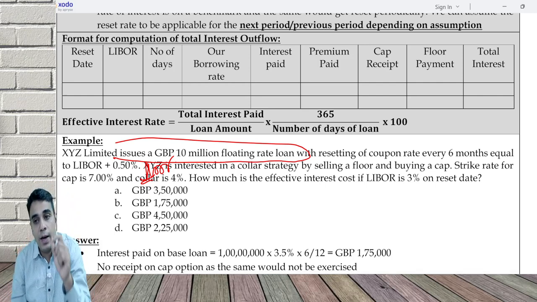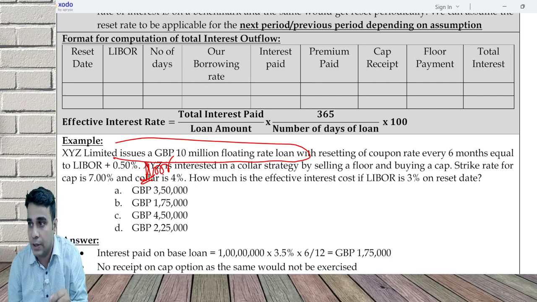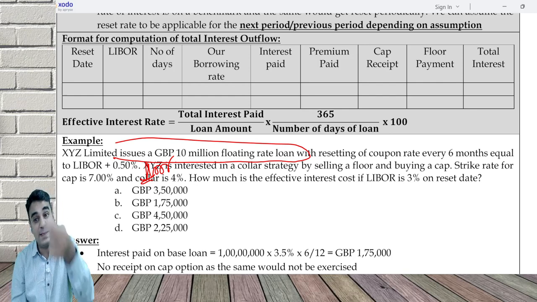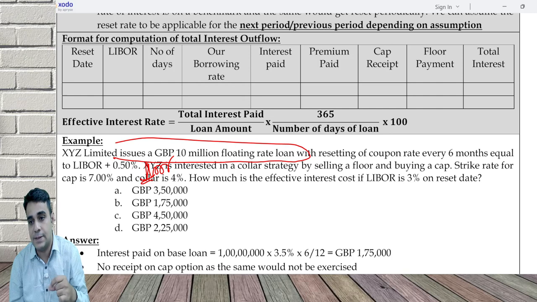If the actual LIBOR is more than 7, you will get some compensation. And if the actual LIBOR is less than 4, you have to give compensation.